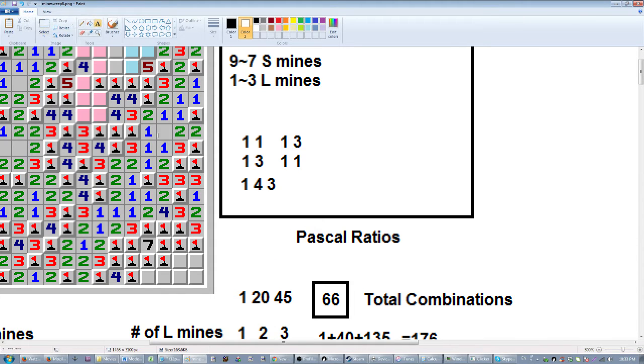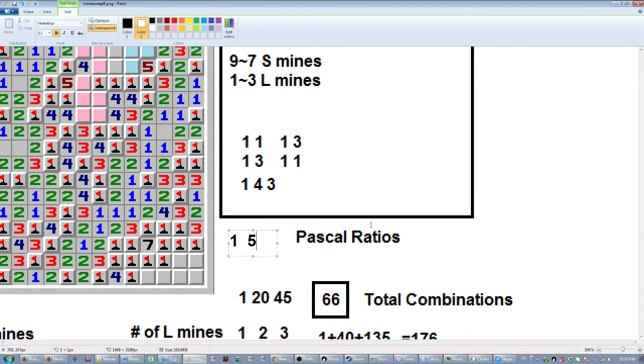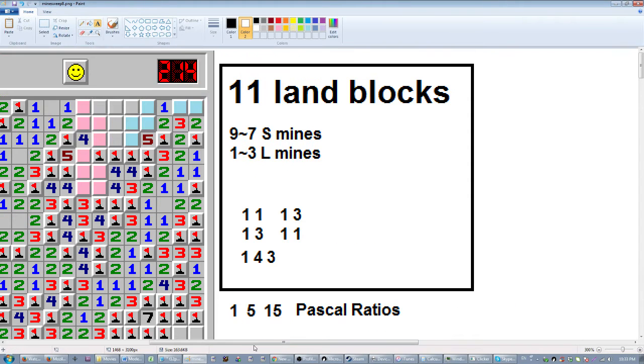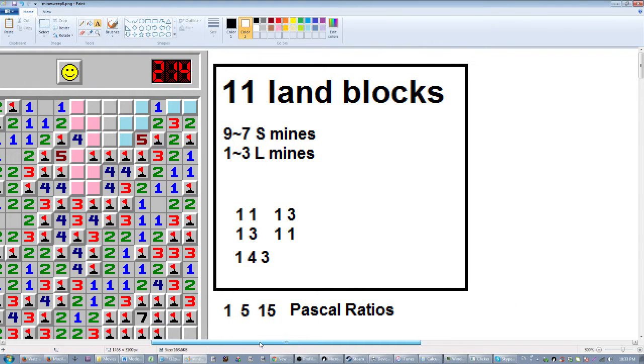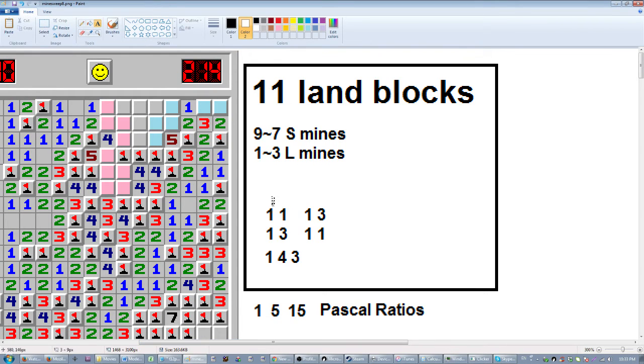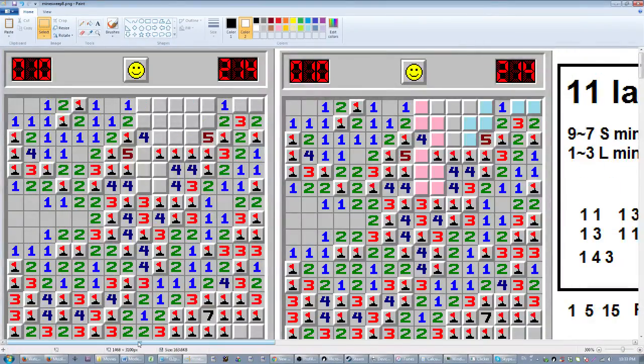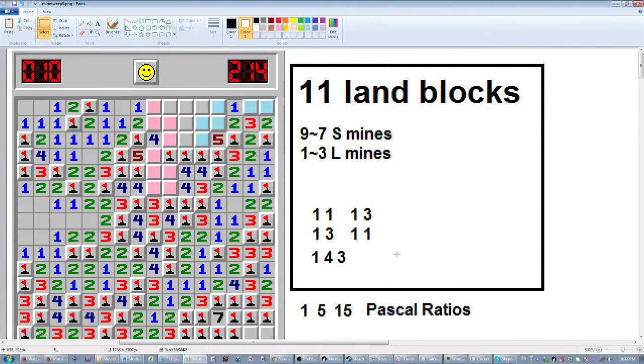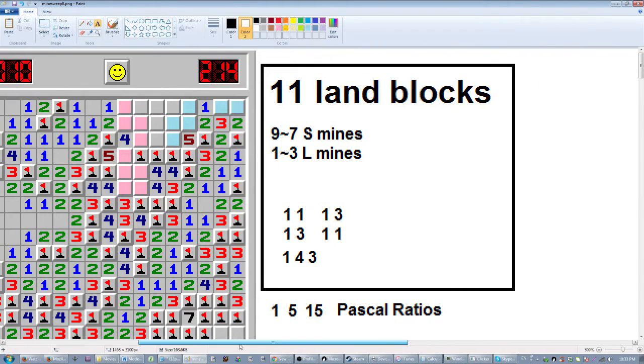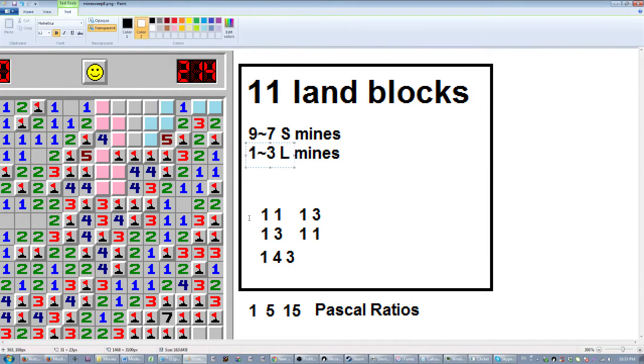So Pascal ratios: 1, 5, 15. I'll describe how I found this out because none of this should be on the board right now. So we found the ratios of how many combinations there are for how many mines there are in each of these shorelines, and we found a total, right? Next we need to find the land combinations. The amount of land combinations for each amount of mines. That is 1 to 3.